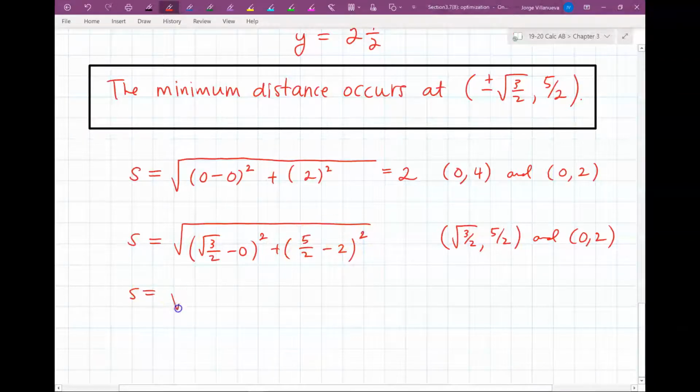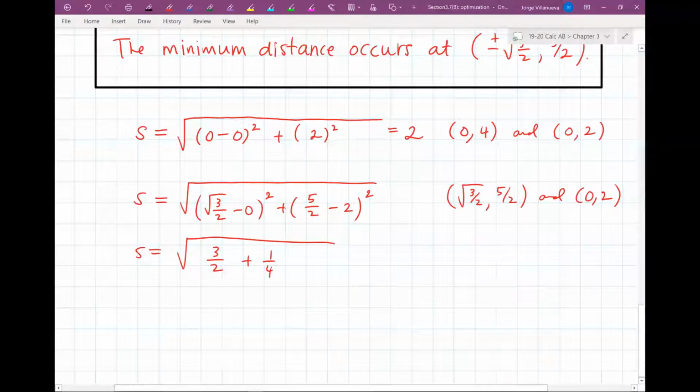Well, that's 3 over 2 plus, 5 over 2 minus 2, that's a half. Half squared is a 1/4. Okay, so if we add that stuff together, what do we get? That'd be 7 over 4. What's the square root of 7 over 4? Let's see.